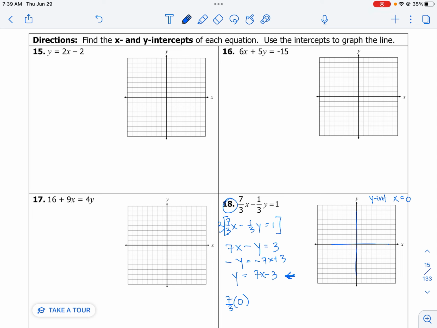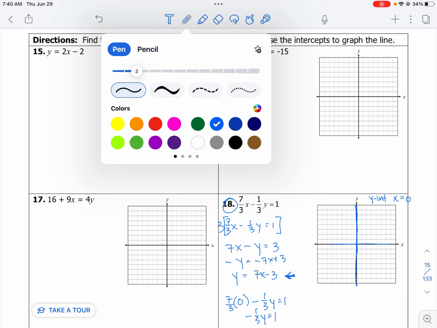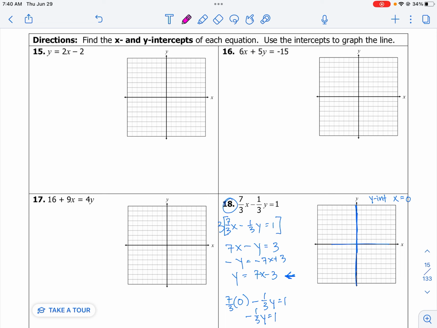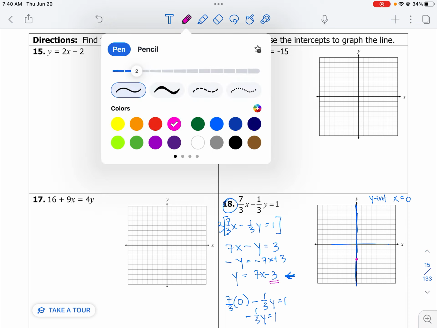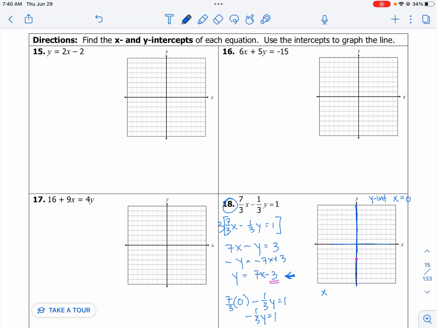So finding the y-intercept is somewhere on this line where all the x values equal 0. And so when I do that, I get that negative 1/3 y equals 1, and so y has got to be negative 3. So down here, I'll do it in a different color, down here where y equals negative 3 is where my y-intercept is going to be, and that's good because that's exactly what the slope-intercept form of the line told me.